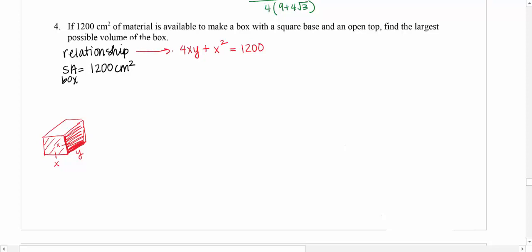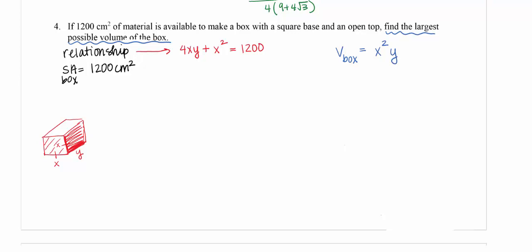And again, I don't have to necessarily solve for a variable right this minute. I will usually go to what am I trying to maximize or minimize. So I am trying to find the largest possible volume of this box. So I know a volume of a box to be the area of the base, which in this case is x times x, or x squared, times the height. That's going to give me how much it's going to take to fill that box, for example, x squared y.